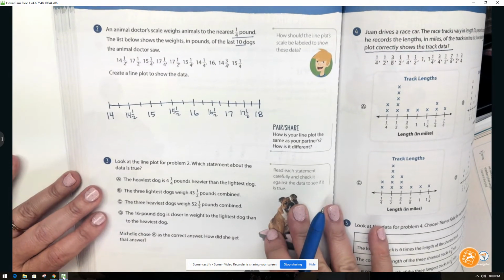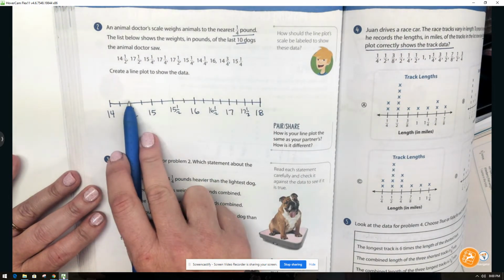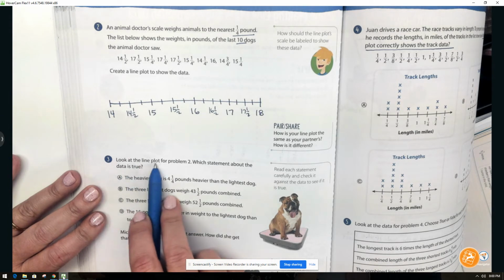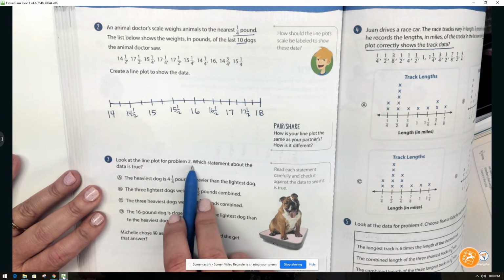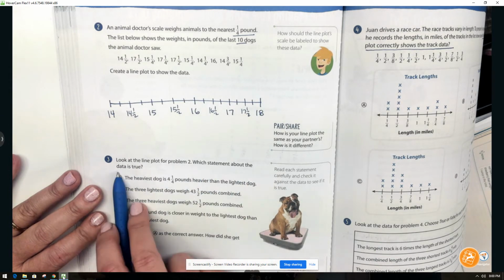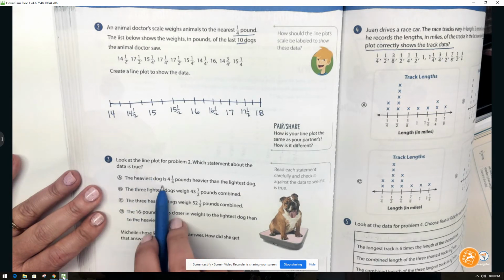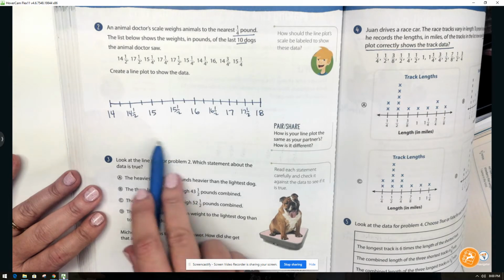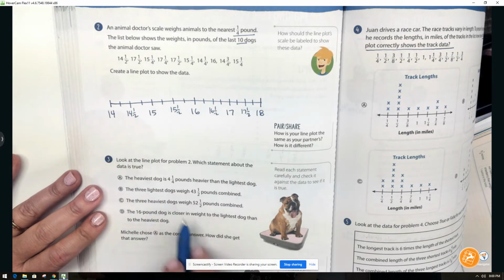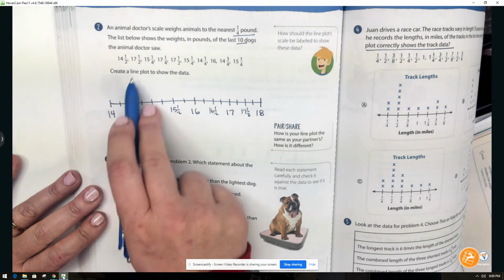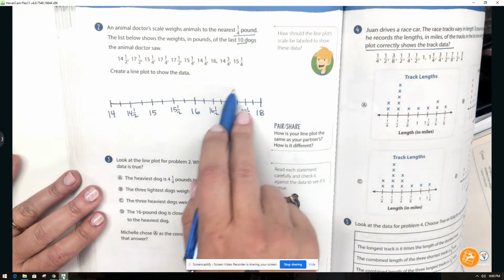Now, you need to make sure that this line plot is correct, because now we're going to look at that line plot from problem 2, and we're going to answer this question: which statement about the data is true? So you're going to read each of these statements and decide which of these statements is true based off of the data that you put onto the line plot.